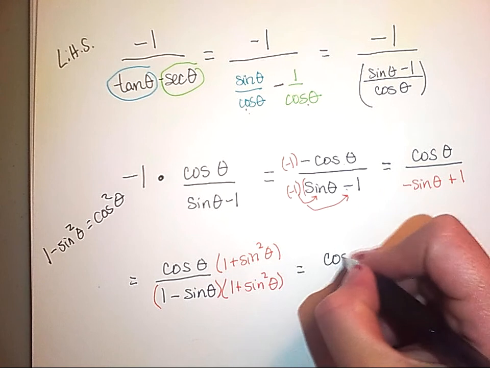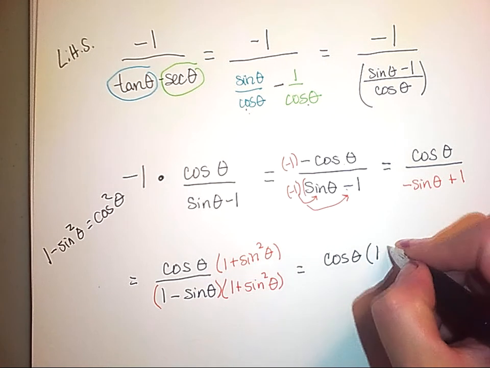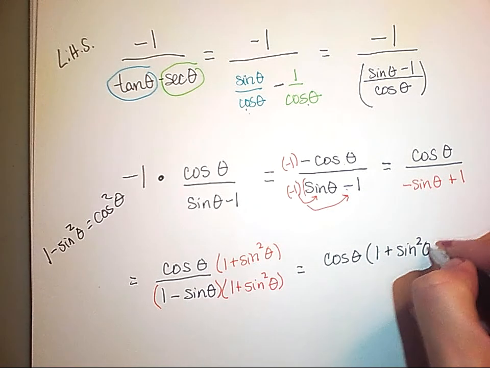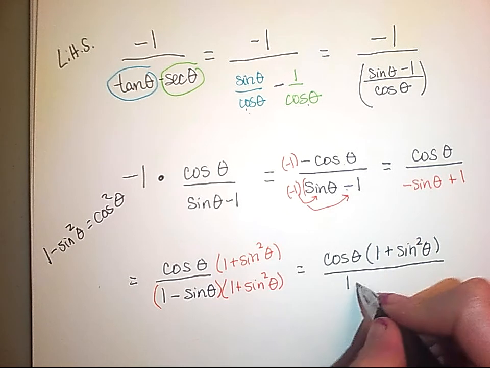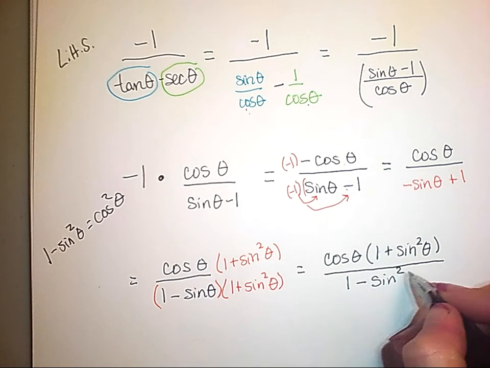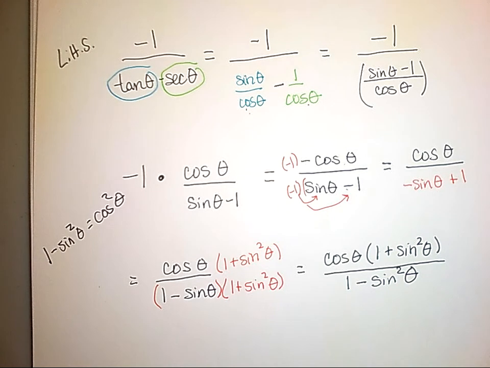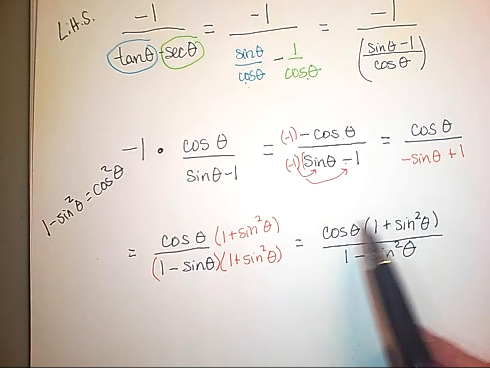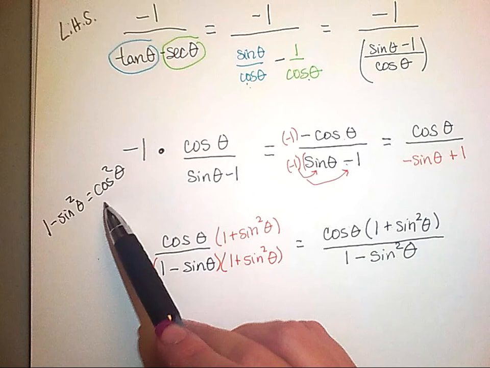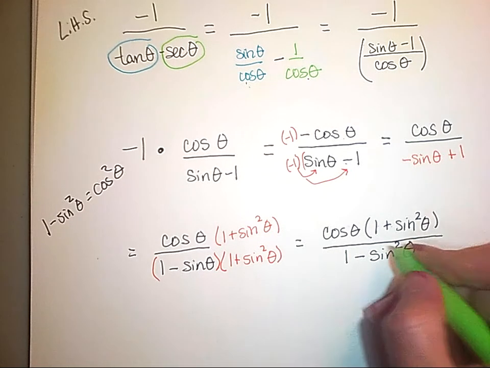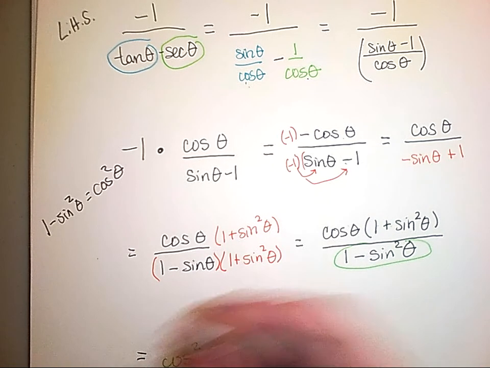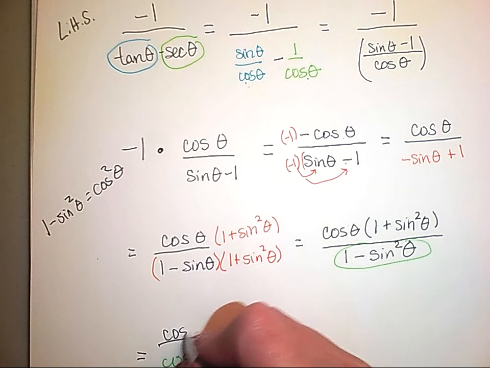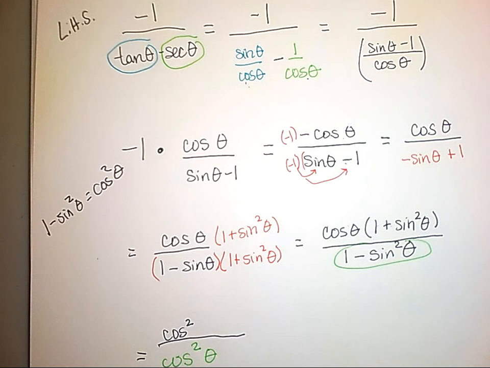Okay? So this becomes the cosine of theta. I'm not going to distribute it through yet. 1 plus sine squared of theta. And this is 1 minus sine squared theta. Now the reason I'm not going to distribute this through is because I know that this is going to turn into cosine squared. So now the denominator is cosine squared theta. And our numerator is still cosine squared.